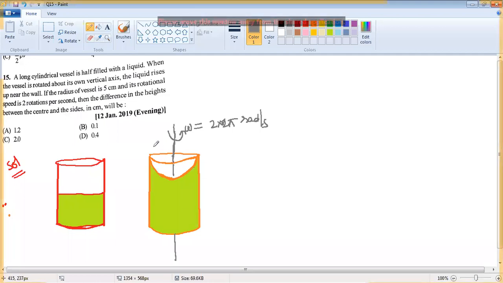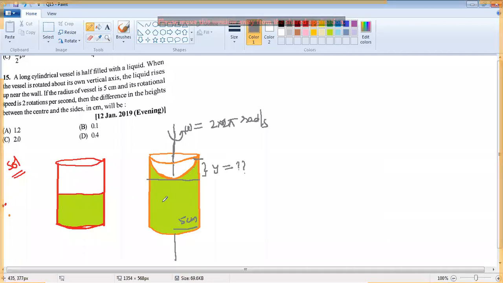The radius of the vessel is 5 centimeter. Rotational speed is the difference in the heights between the center and the sides. So this is the center point, this is the center portion here, and this is the maximum up to here. This is asking the question: y is how much?